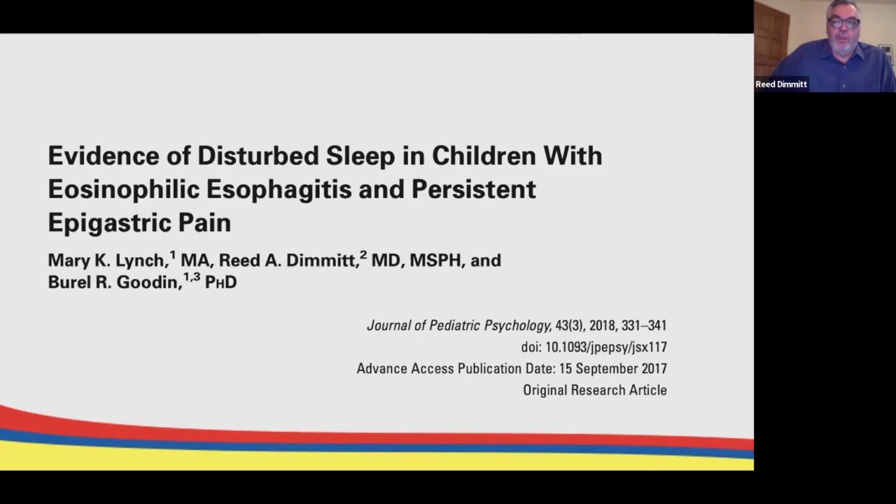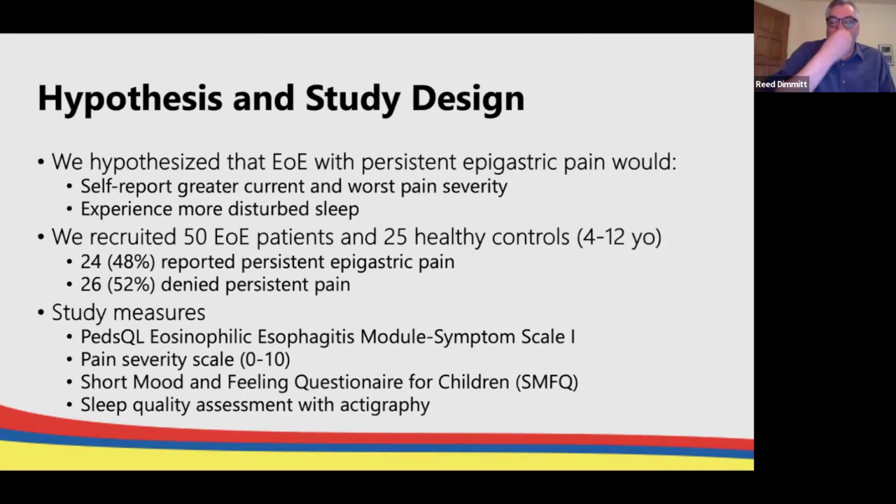And so, again, what we hypothesized was that EOE with persistent epigastric pain would result in self-reported greater current and worst pain severity. They would experience more disturbed sleep. So to do this, we recruited 50 eosinophilic esophagitis patients who were not newly diagnosed.